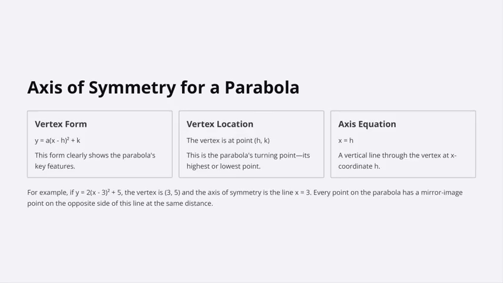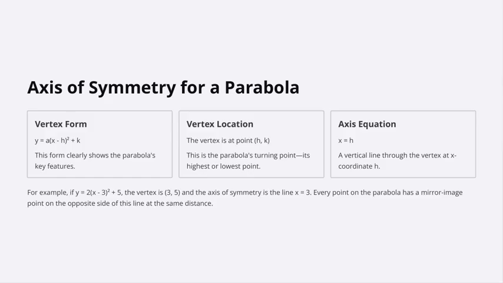Let's take a closer look at the axis of symmetry for a parabola, specifically when it's written in vertex form. The equation y = a(x - h)² + k clearly shows us the key features of the parabola. First, notice that the vertex of the parabola is located at the point (h, k). This point is really important because it represents the turning point of the parabola, either its highest point if it opens downward, or its lowest point if it opens upward.